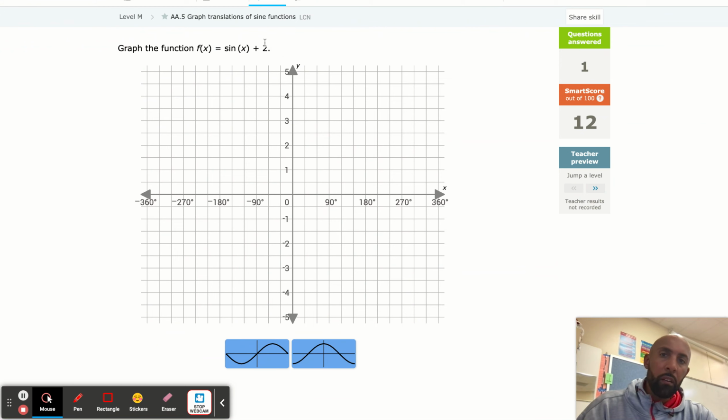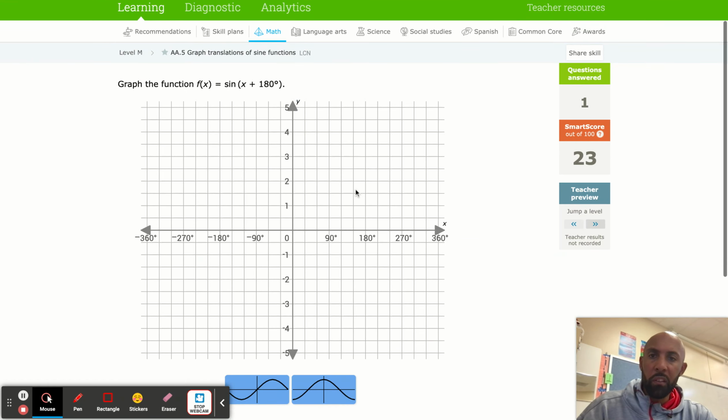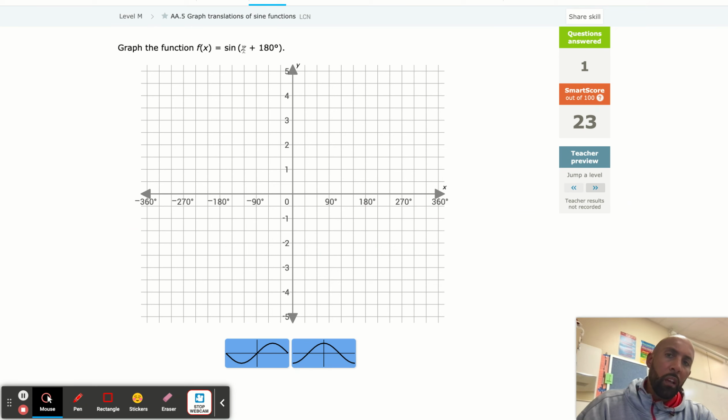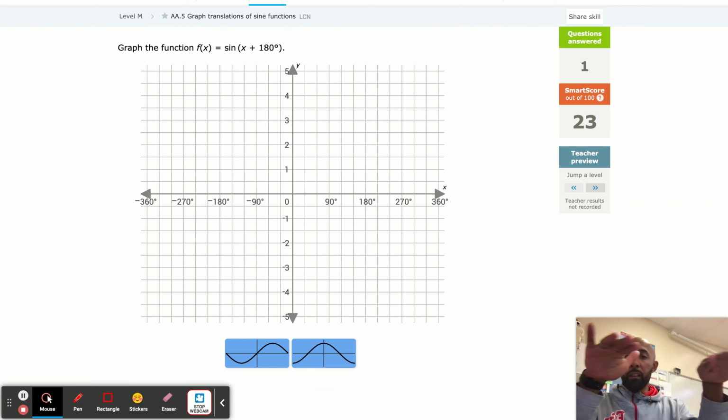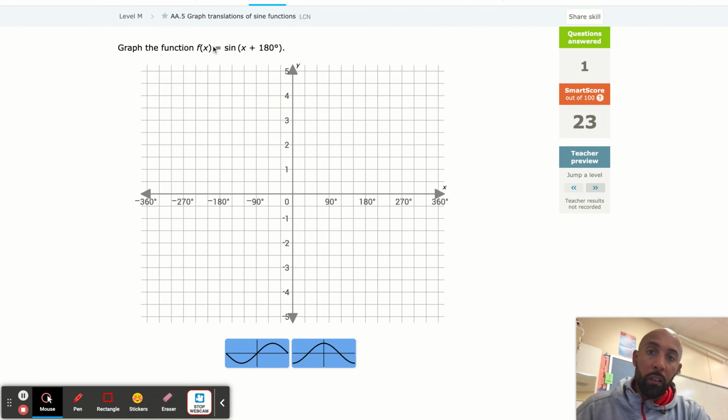Okay, so now here, it would be the same thing. So let's skip ahead and see what else we would deal with here. All right, so now this one, there's no number being added on the outside, and there's no number being multiplied in the front. So there's no vertical shift and no amplitude change, but there's a change on the inside of the parentheses, which means we're going to be shifting left and right. Okay, so first, it's a sine function, so I'm going to click this one.